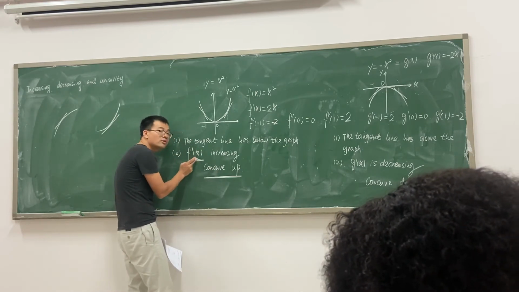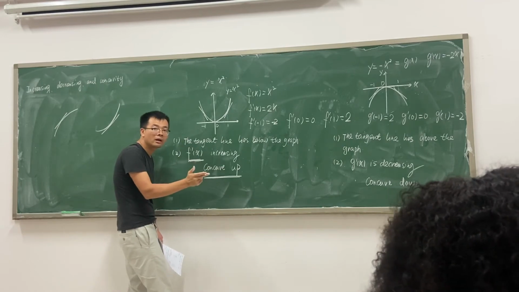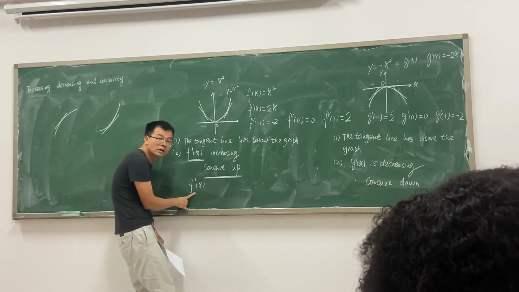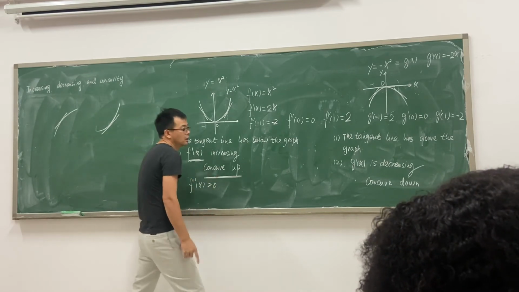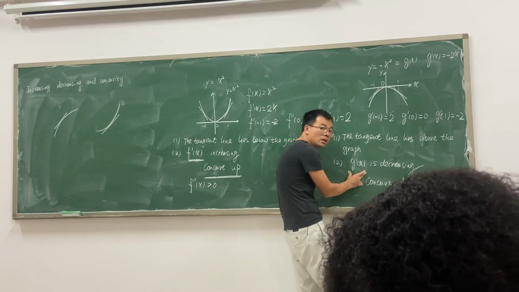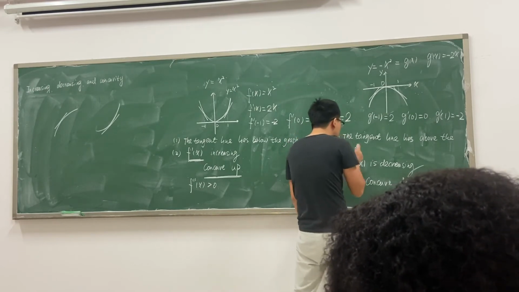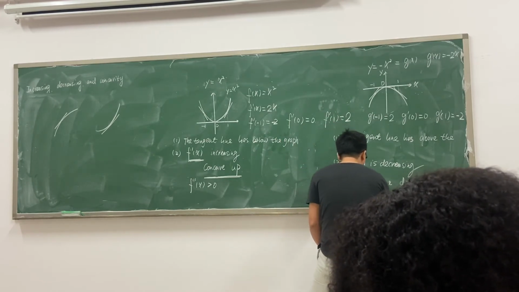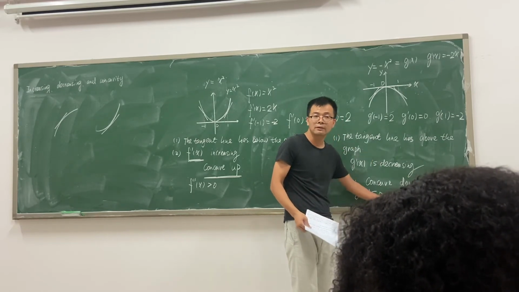So the derivative of f prime is f prime prime, yeah? The second derivative is greater than zero, concave up. It's the same here. g prime is decreasing means the derivative of this function, g prime prime, is less than zero. If the second derivative is less than zero, it is concave down.